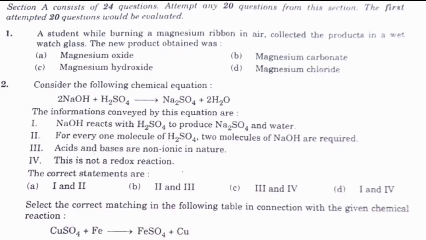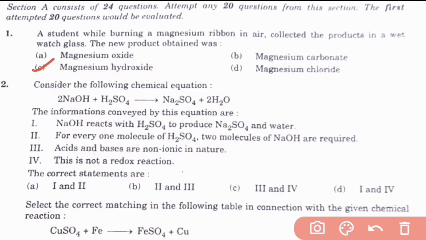a wet watch glass. The new product obtained was option number A magnesium oxide, option number B magnesium carbonate, option number C magnesium hydroxide and option number D magnesium chloride. So dear student, because of wet watch glass, option number C is the right answer, that is magnesium hydroxide.